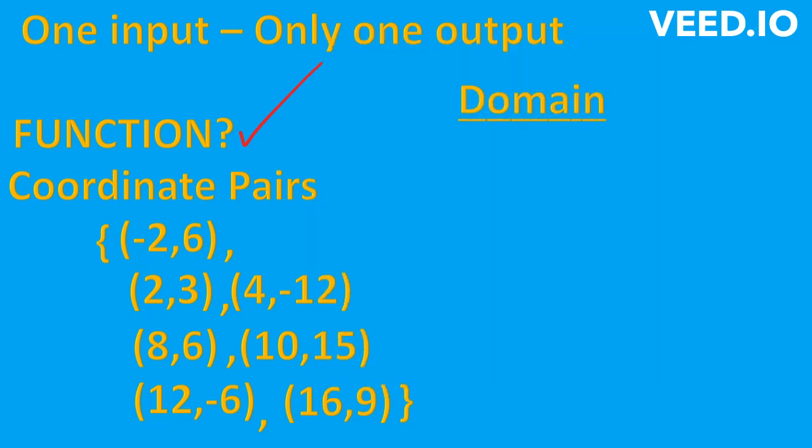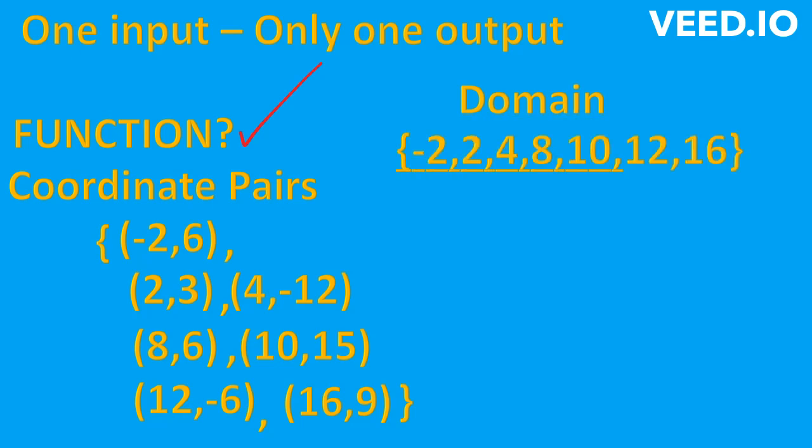Now let's try to write the domain. Domain is nothing but the set of all input values: minus 2, 2, 4, 8, 10, 12, 16. So the range is all the output values. Now it is advisable, it is preferred to write these sets in ascending order. So I'm writing it like this.